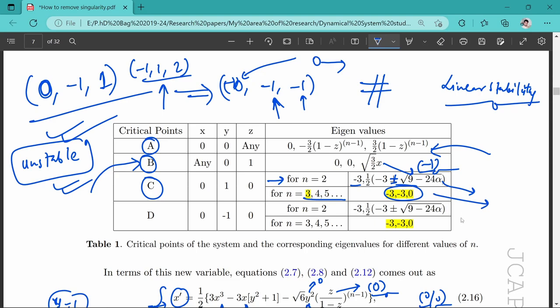Again for point D, C and D both have -1 and 1, they are basically symmetric. On the zero line they are symmetric, so their behavior is quite similar.